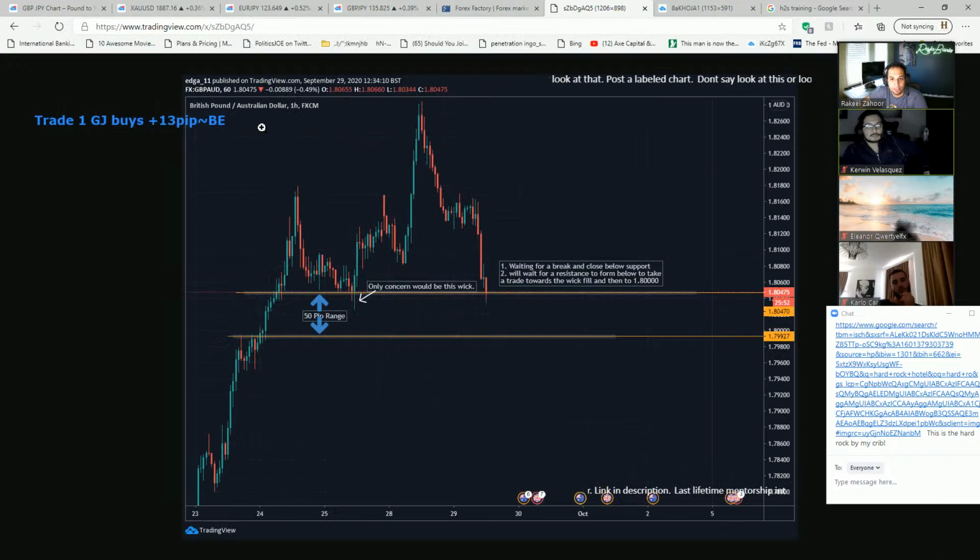Let's take a look at this chart. Only concern would be this wick. You got a 50 pip range. You got GBPUSD waiting for a break and close below support. We'll wait for a resistance to form below to take a trade. Okay, it looks good. I think if it forms support over here, you can have a buy for price going up as well. Something to look at the same time too.